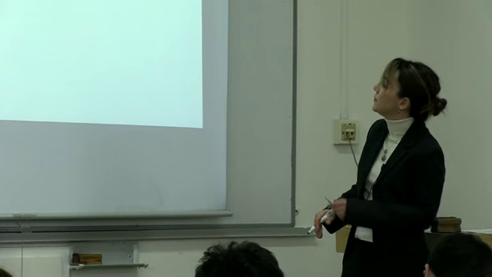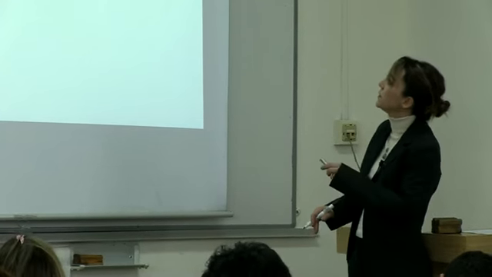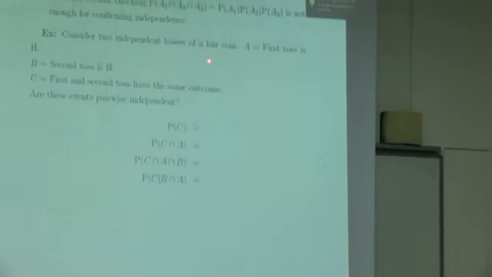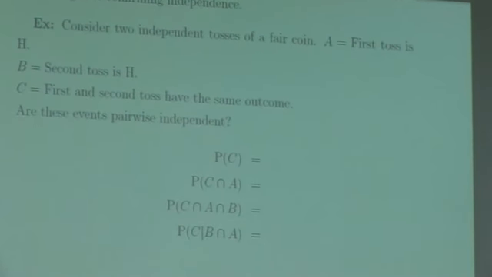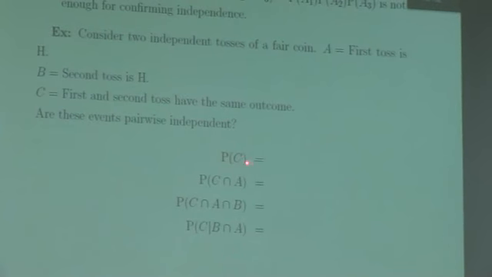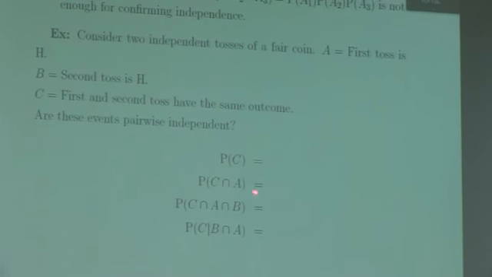Okay, here's another one. Consider, again, two independent tosses of a fair coin. Oh, it's the same example, sorry. Let's compute, have we computed these things? P of C, yes, 1/2. P of C intersection A, 1/4. C intersection A intersection B, 1/4. C given B intersection A. Yes. And that being different from P of C shows that C is not independent of A and B. Okay.